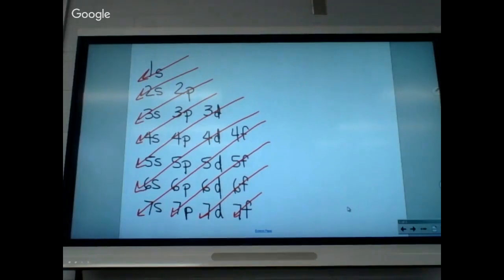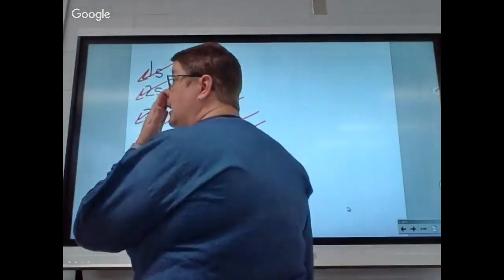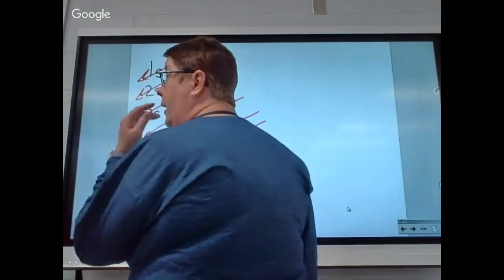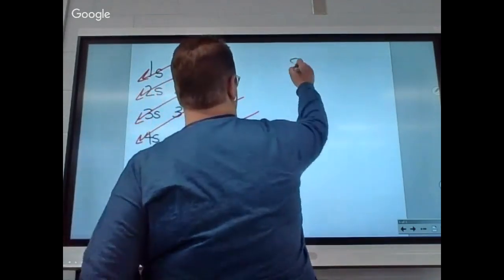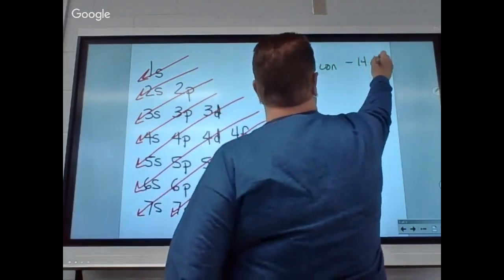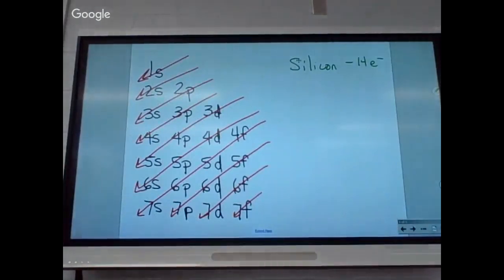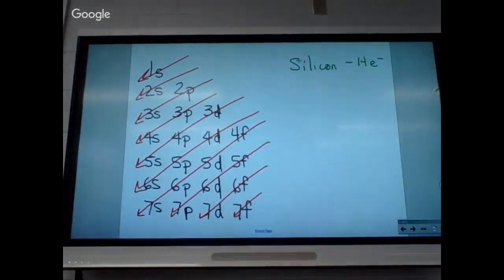So let's say we do something not terribly long here. Let's do, I don't know, silicon. We'll do longer ones here in a second. All right, silicon has 14 electrons. We're never going to do hydrogen and helium, so stop asking for those. They're stupid.